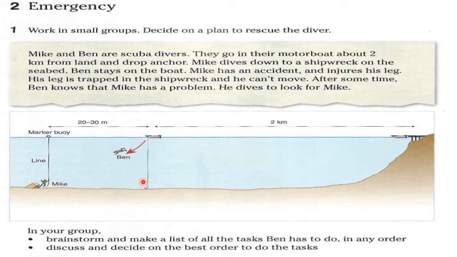Good. For example, Ben might dive to rescue him. Another thing, Ben, before diving, might call a helicopter, or he might take him to the surface of the sea and to the boat and give him artificial respiration, for example. Okay? So there are certain things which we can do to rescue him.